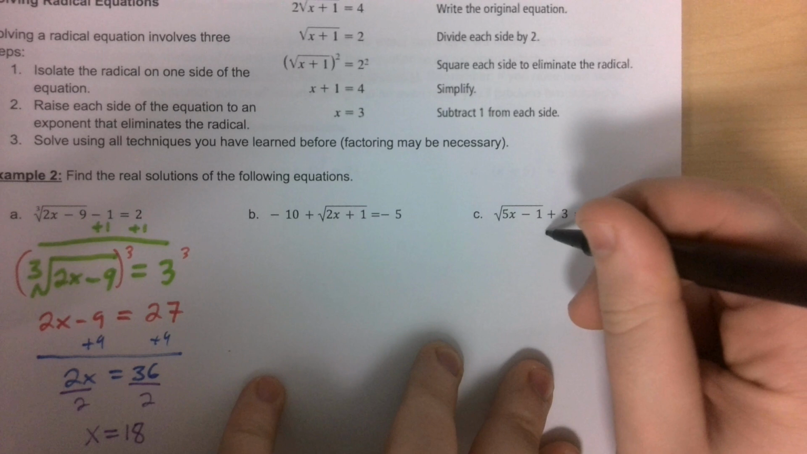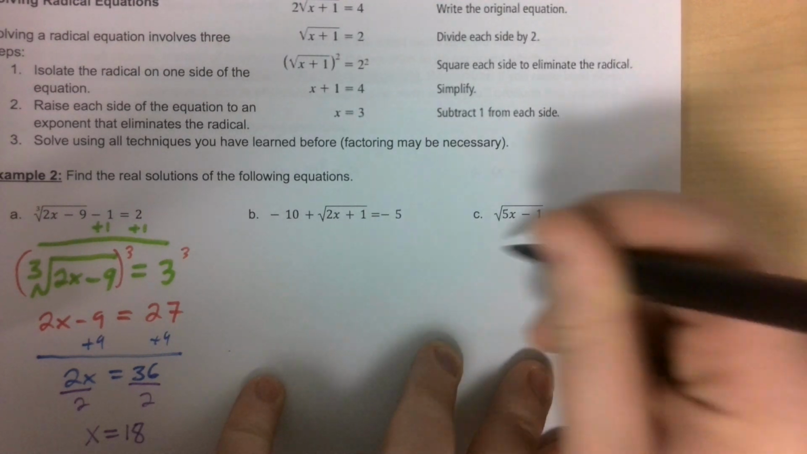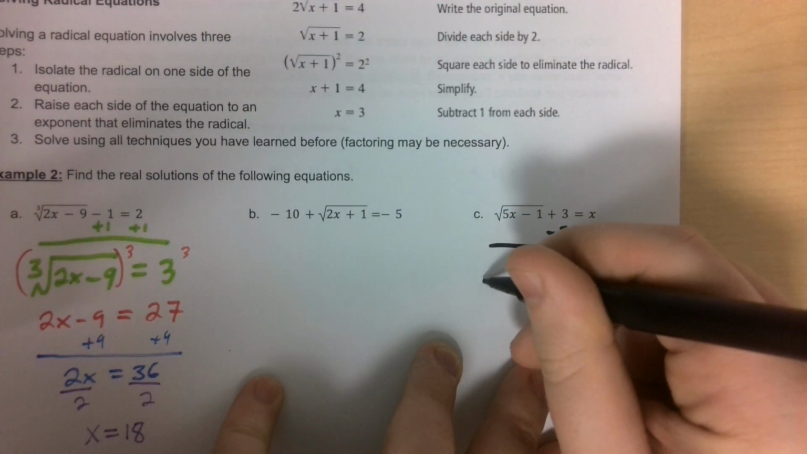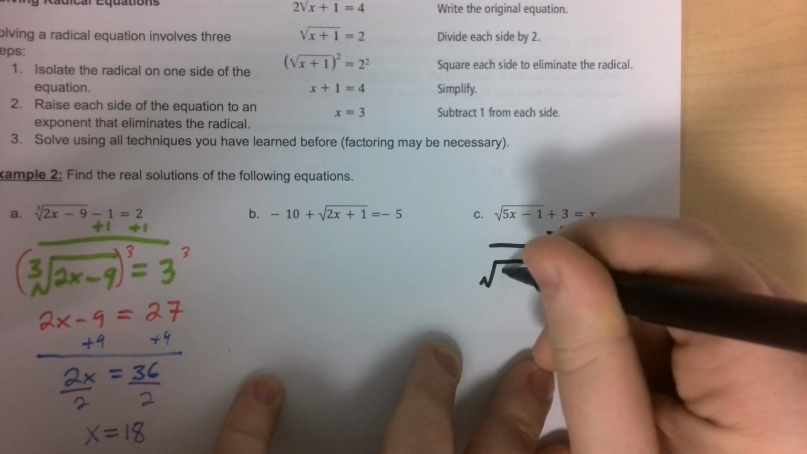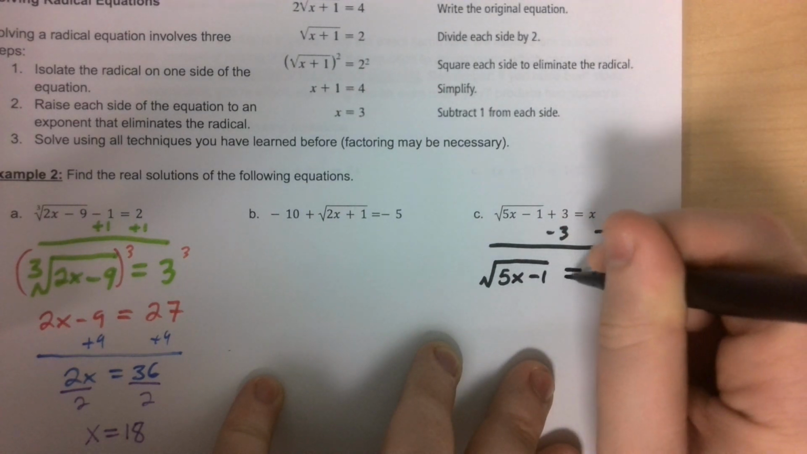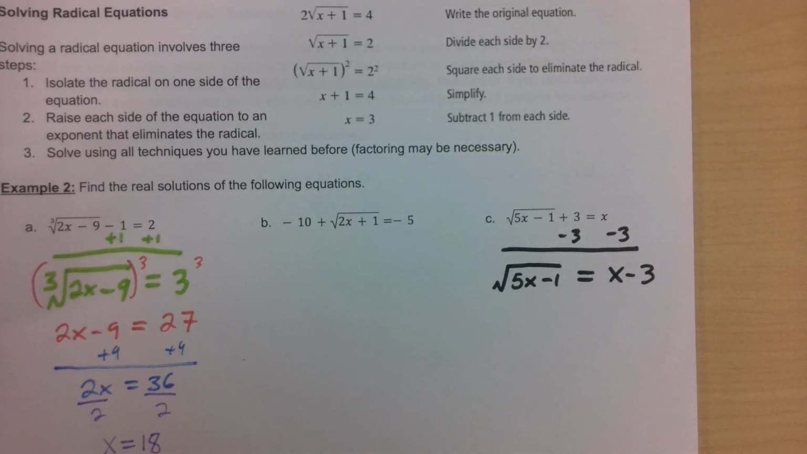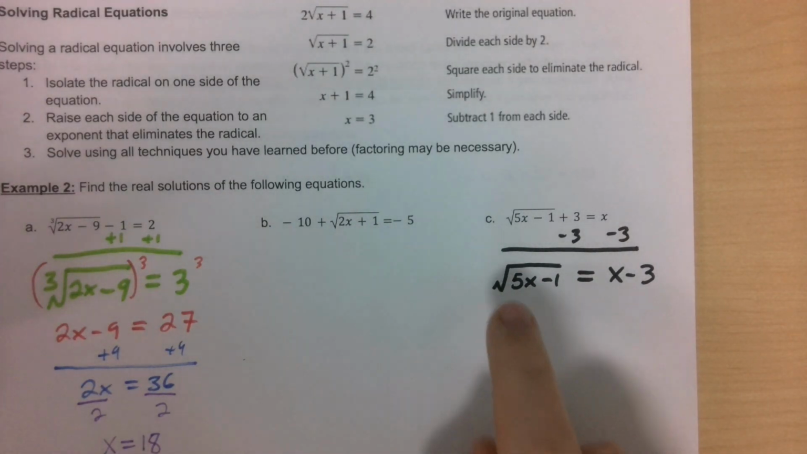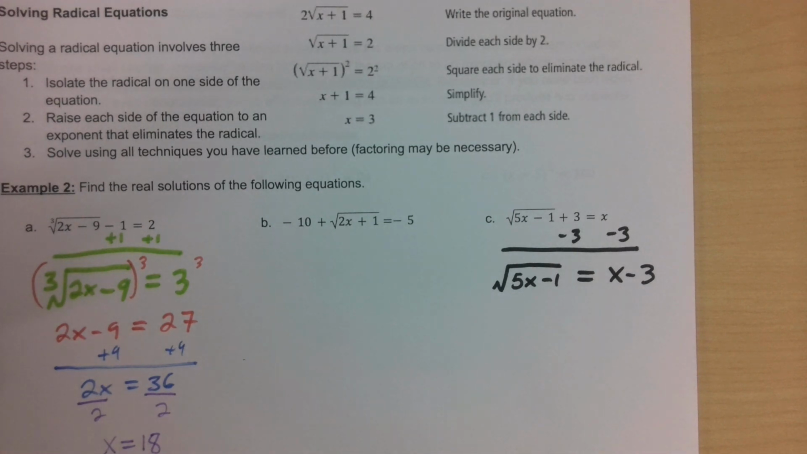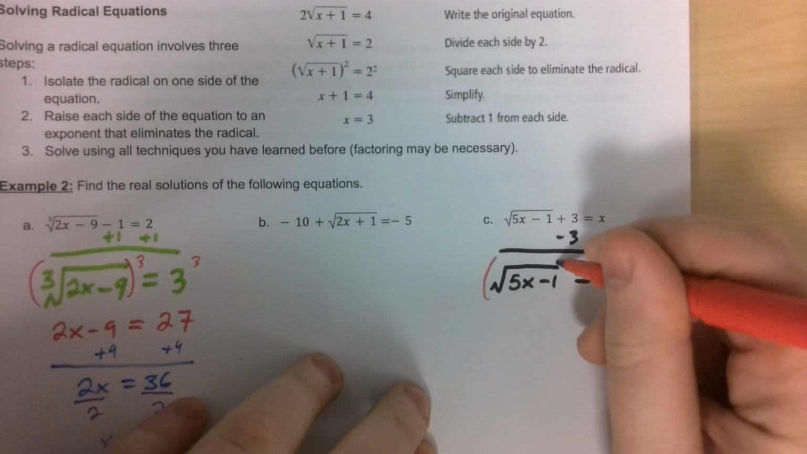So we may have recognized that we want to subtract 3 from both sides, giving us the square root of 5x minus 1 equals x minus 3. So far, so good. And here, how do we get rid of this square root? Well, of course, we square both sides.